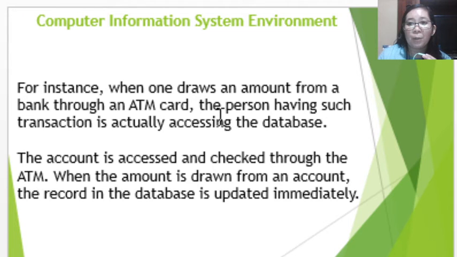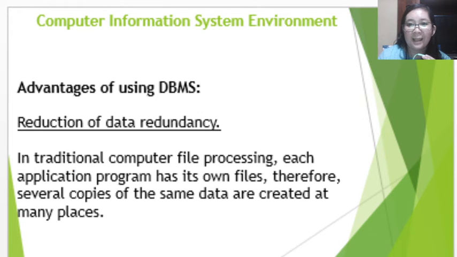For example, when one draws an amount from a bank using the ATM card, the person having such transaction is actually accessing the database of the bank, but only on his personal account. So the account is accessed and checked through the ATM. When the amount is drawn, then the record in the database will automatically be updated.